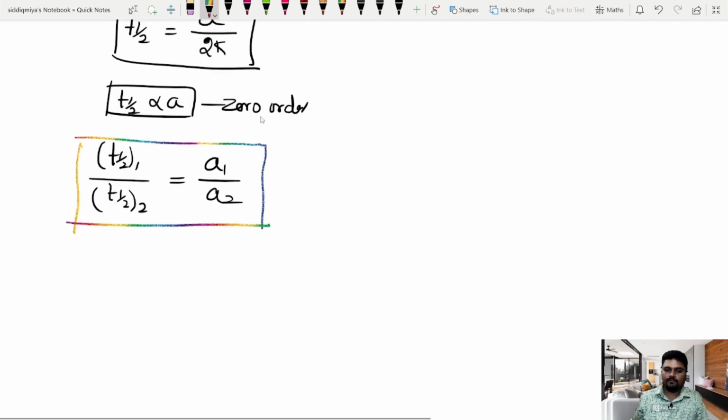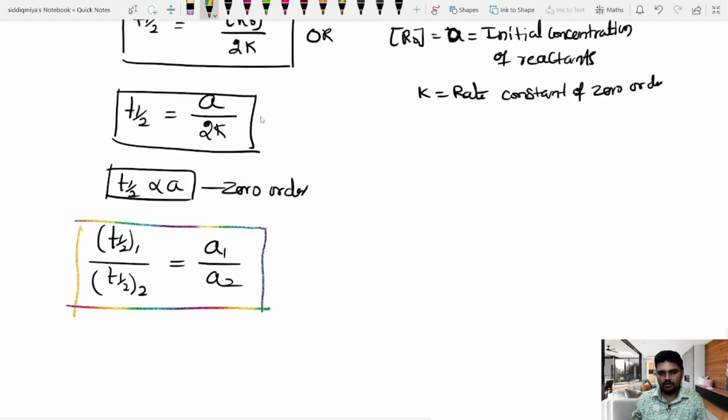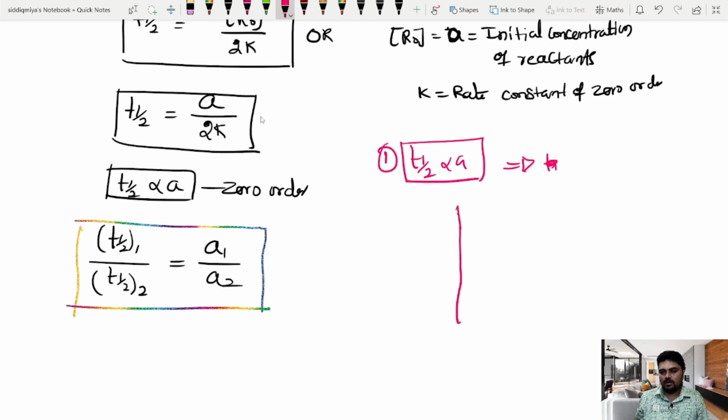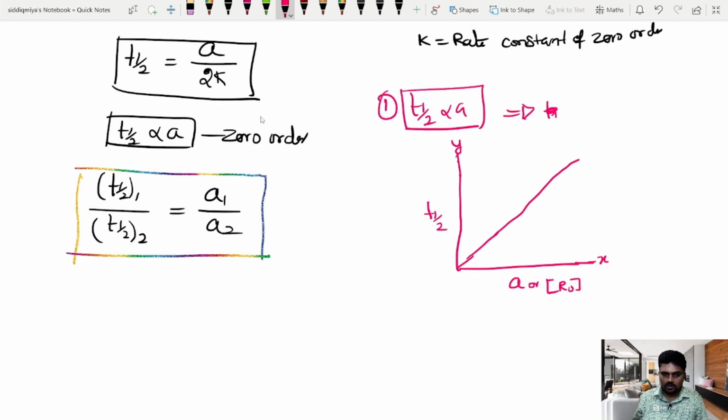Right now, see the general observation. We will have one graph here. T half is directly proportional to A. If you take T half on the y-axis and the initial concentration A, or R naught, on the x-axis, you will get a positive slope from the origin. Why? Because it is directly proportional.